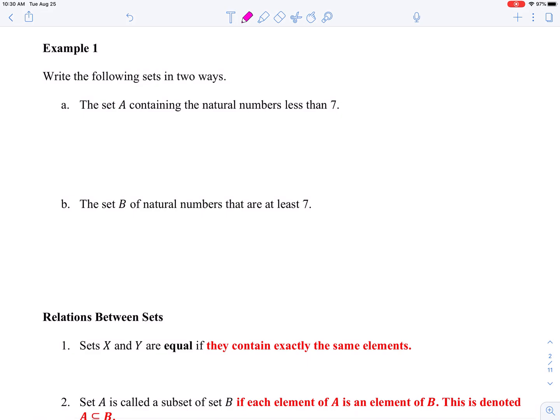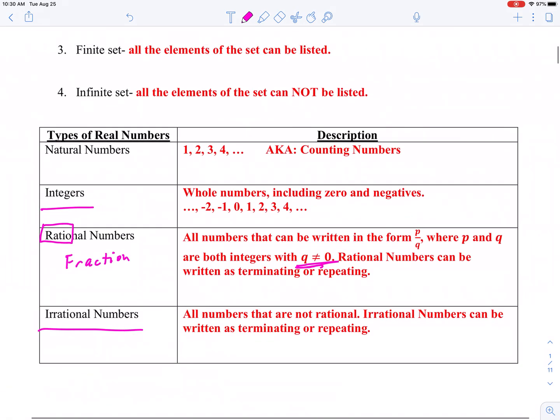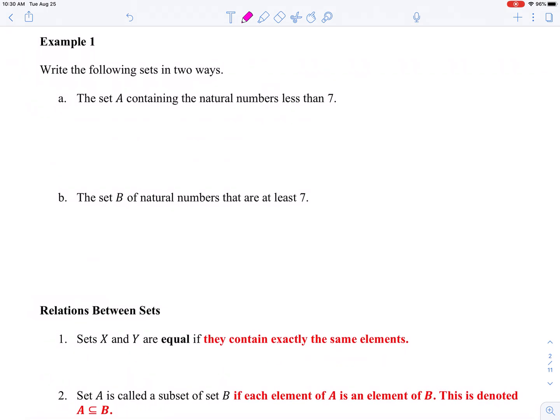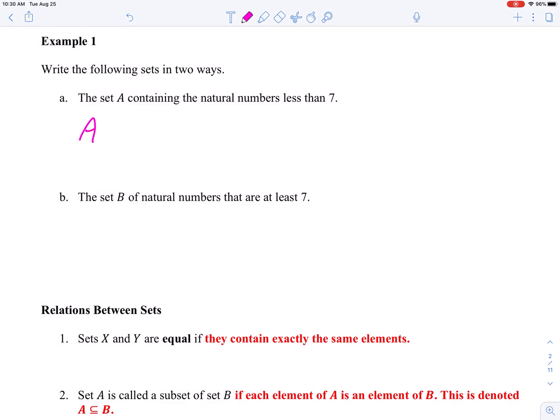Alright, here's some examples. Write the following sets in two ways. Part A: set A containing the natural numbers less than 7. Natural numbers, again, we can look up here, right? Those are your counting numbers. So 1, 2, 3, 4, etc. Whole numbers, starting at 1 or higher. But this one says natural numbers less than 7. Since this is a small set, we could write these out.